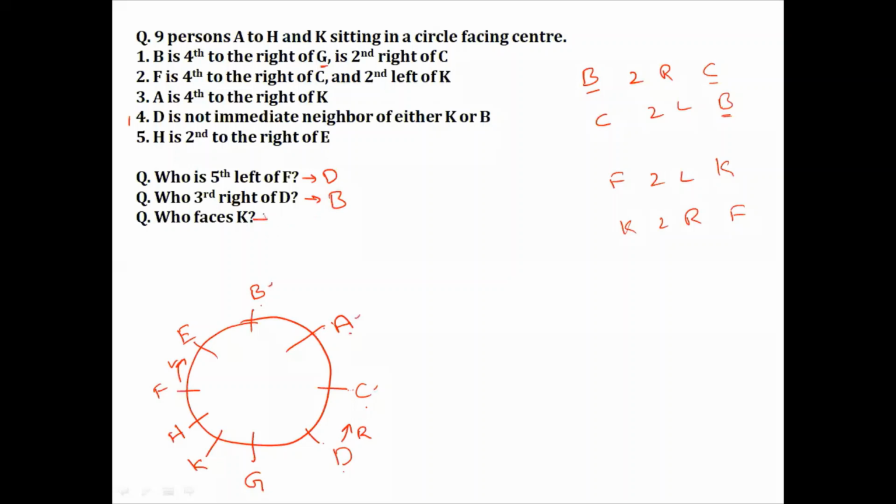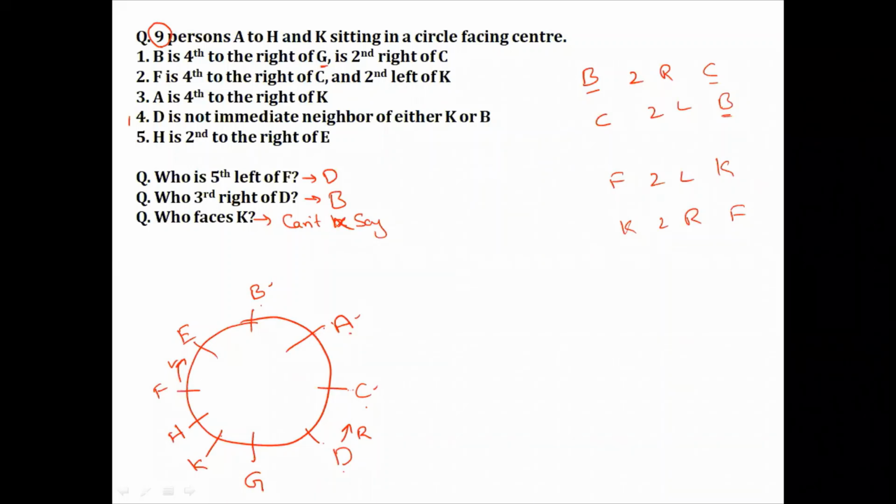And who faces K? Now you tell me who faces K. See, as we have 9 persons here, who faces K can be either B or A. So simply the answer is cannot be determined, or can't say. The answer for the last question is can't say because here we have an odd number of people. If we have only an even number of people, then you will get the answers for face questions. If we have an odd number of people, there is no possibility of getting faces.